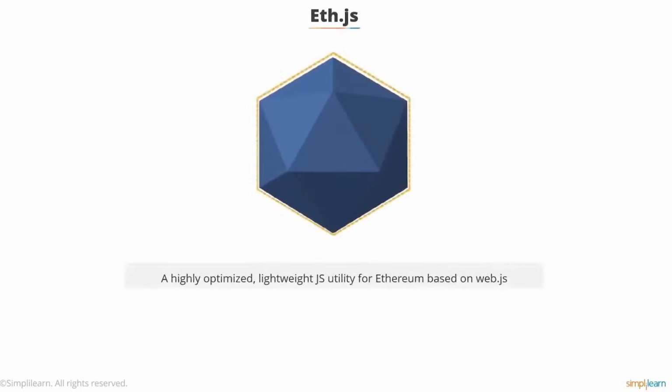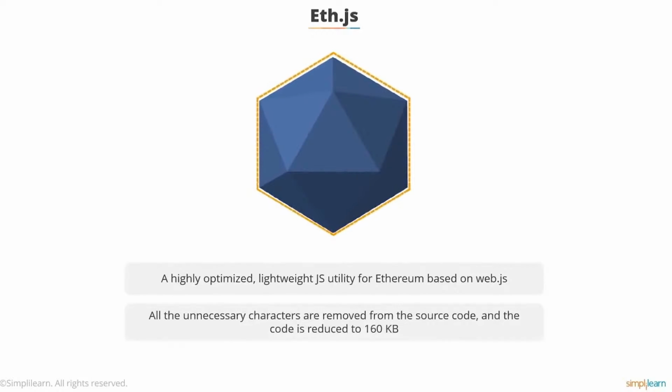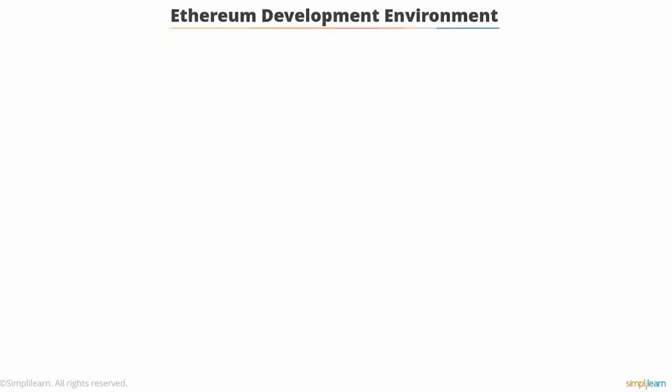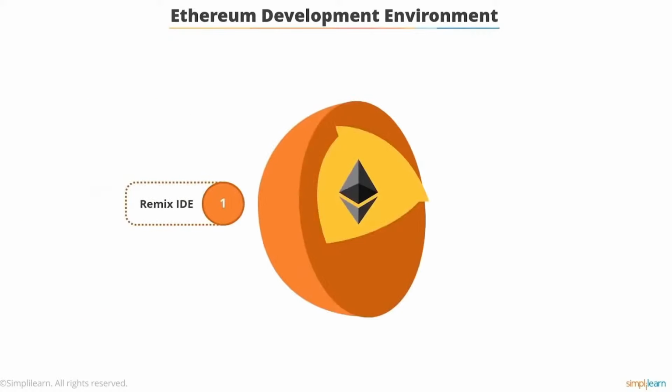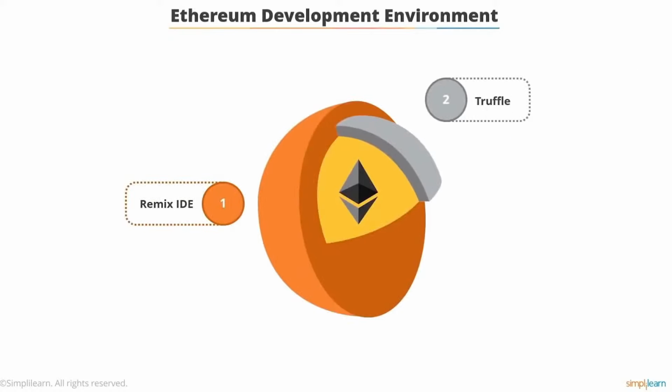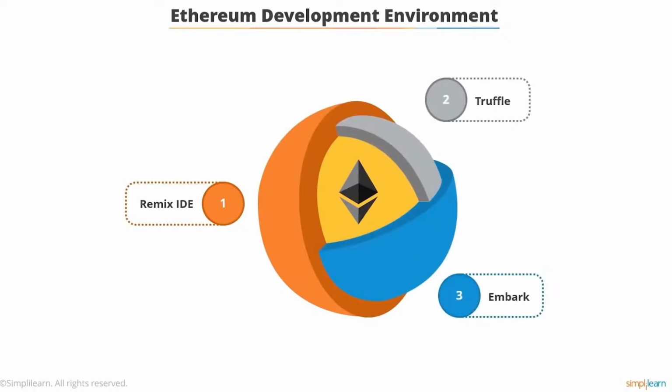ETH.js. It is a highly optimized, lightweight JS utility for Ethereum based on Web3.js. In this, all the unnecessary characters are removed from the source code and the code is reduced to 160 kilobytes. Ethereum Development Environment. The three commonly used Ethereum development environments include Remix IDE, Truffle, and Embark. Let's understand these environments in a little more detail.